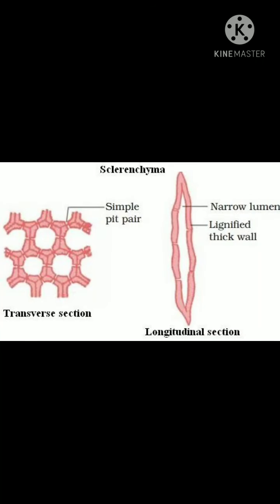This is the picture of sclerenchyma tissue. On your left, the cross section: look at the hexagonal appearance of the cells and the very thick, jam-packed cells. On the right side you have the longitudinal section where spindle-shaped cells are there.